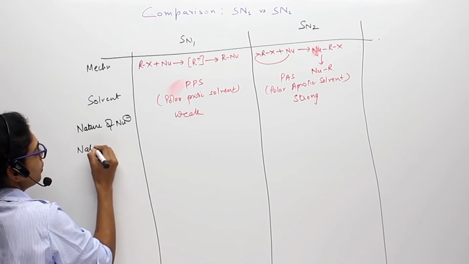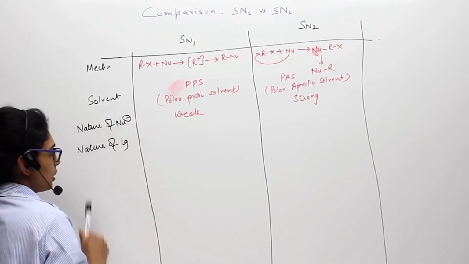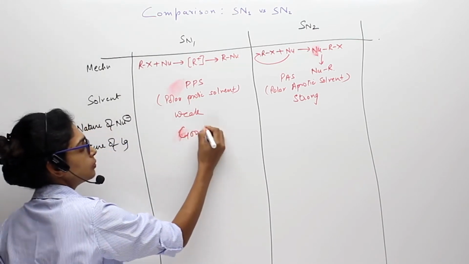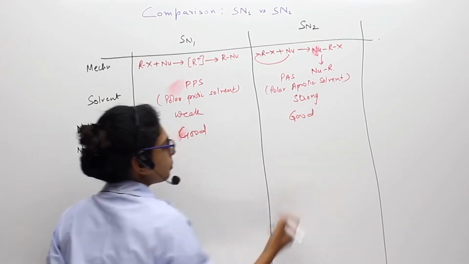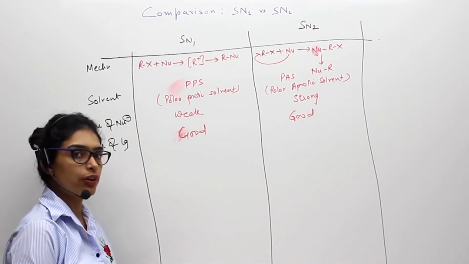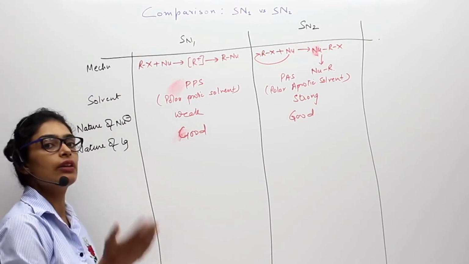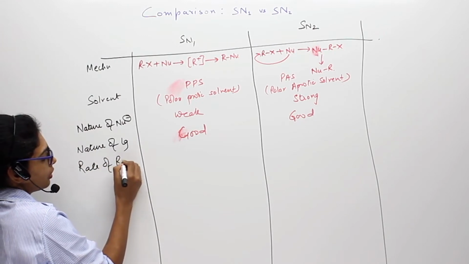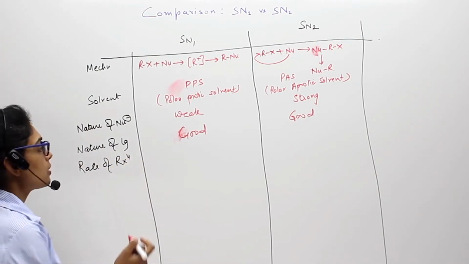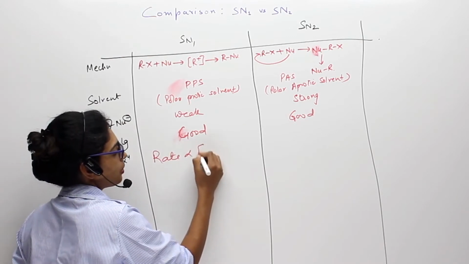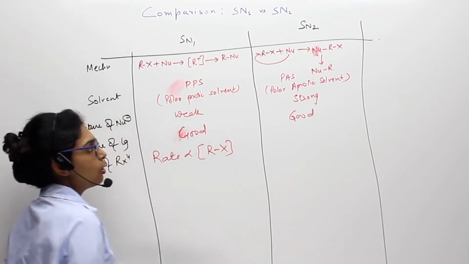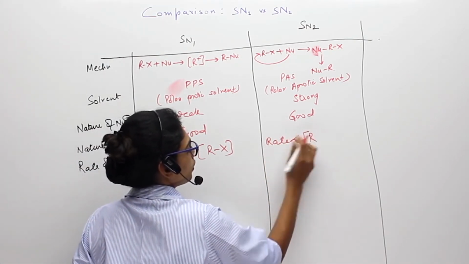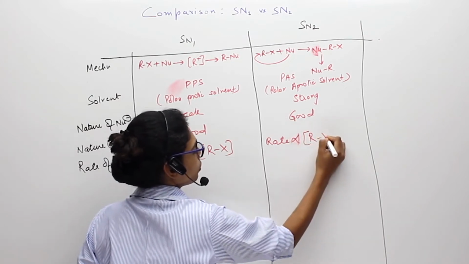Next is nature of leaving group. In both the cases SN1 and SN2 we need a good leaving group, because bad leaving group will not leave the molecule easily and hence will make the reaction difficult. So weak nucleophile will neither favor SN1 nor will favor SN2. Next is rate of reaction. For SN1, rate is directly proportional to the concentration of reactant. Here in SN2, rate is dependent on the concentration of reactant as well as nucleophile both.